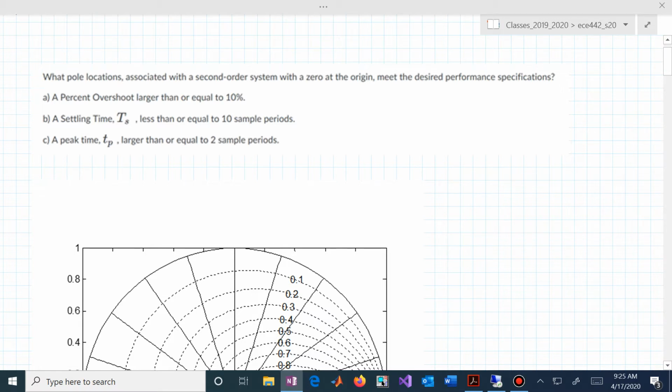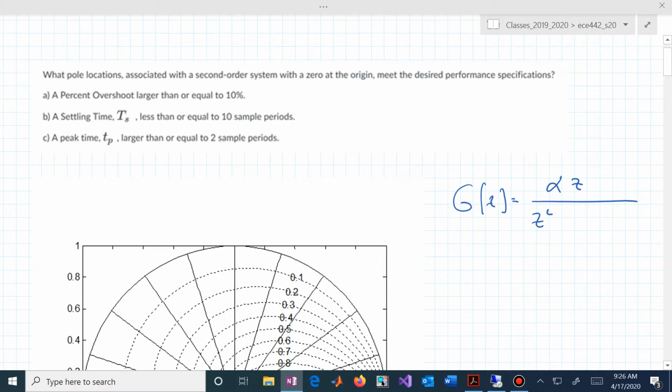So the first one, with that said, is what pole locations, now we're thinking about a second order system with a 0 at the origin, you immediately can be thinking that you have this transfer function that's alpha z over some z squared minus az plus b, something to that effect.